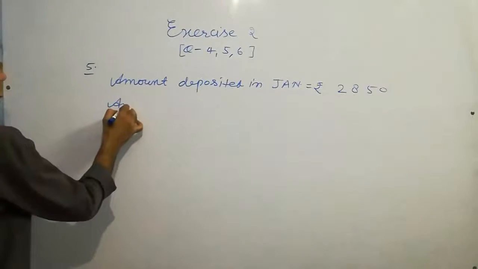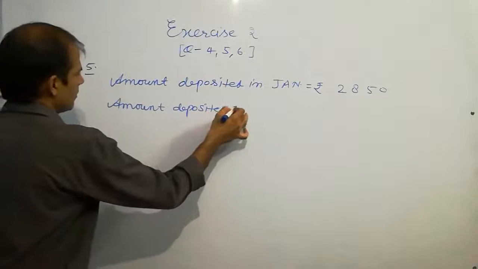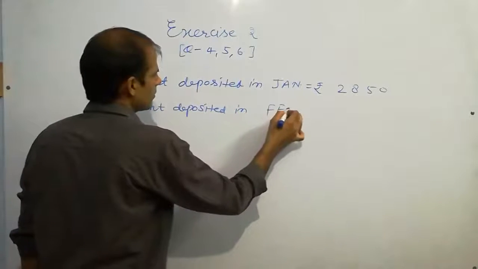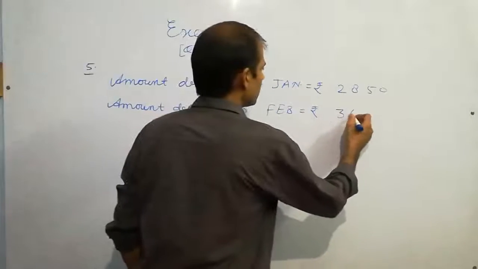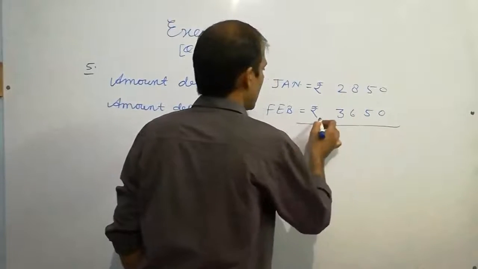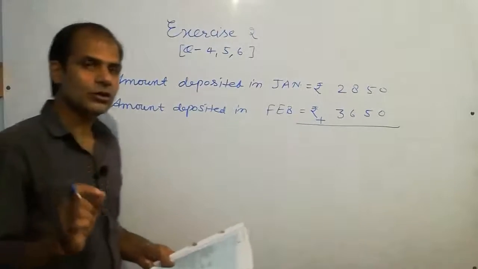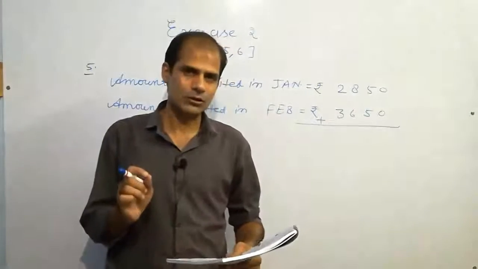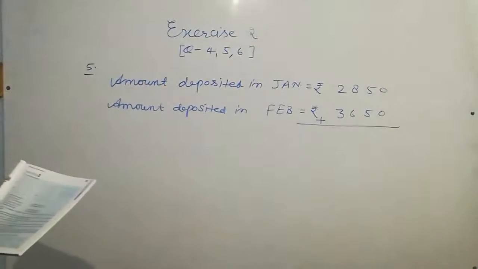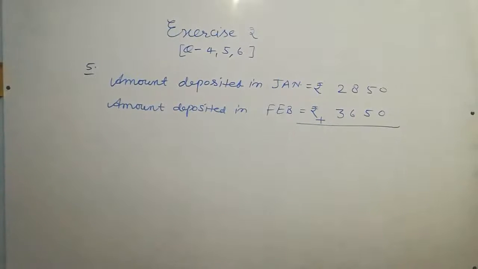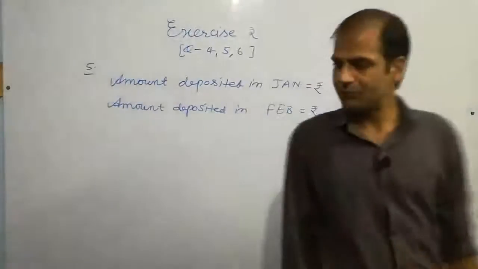Similarly, amount deposited in February is rupees 3650, and we have to find the sum of these because the question says find the total amount. Total means we have to add both. First value is 2850, second is 3650. So I hope you know how to add these numbers. Okay, let's try with me.